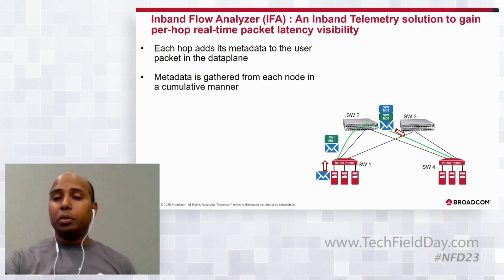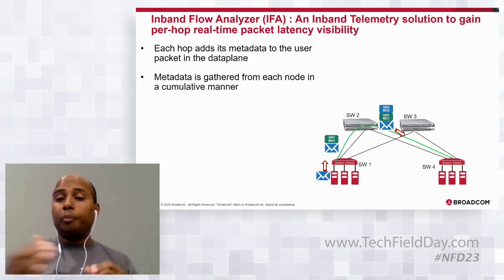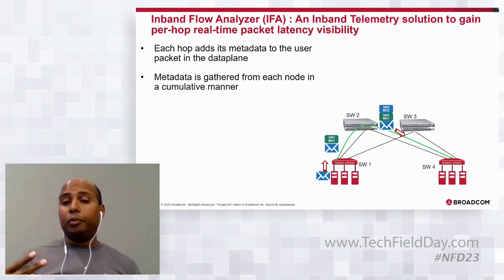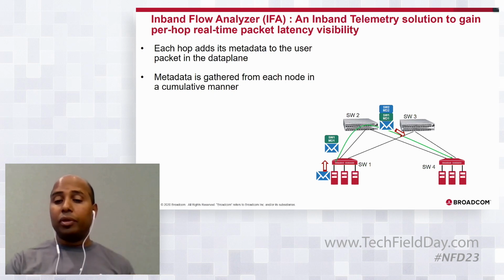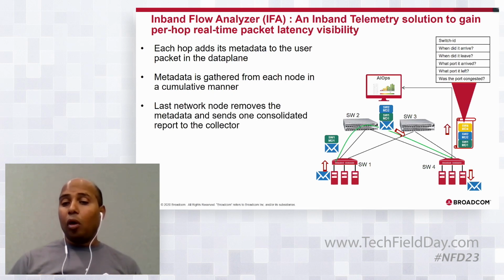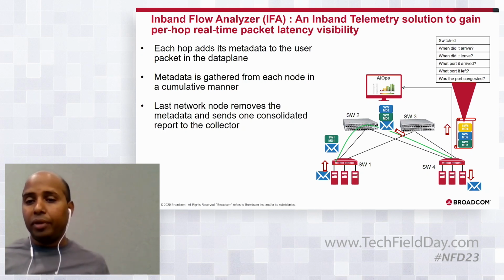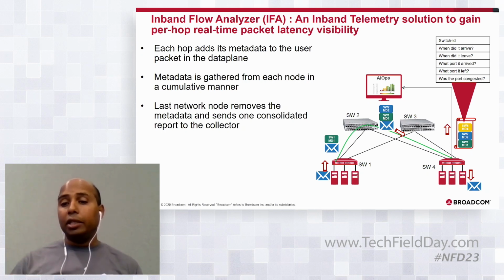Then when the packet goes to switch 2, it adds its own metadata in a cumulative manner. That means when the packet leaves switch 2, there are two sets of metadata: one from switch 1 and the second one from switch 2. In this particular flow, the last switch is switch 4, so that will add its own metadata. In addition, it will remove all the metadata added by all the previous hops, create a report, and send it to the collector. The original user packet will get forwarded unmodified.